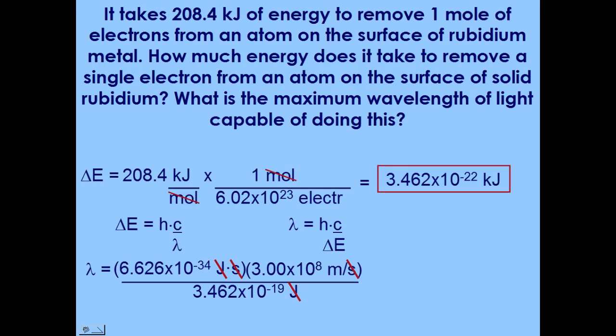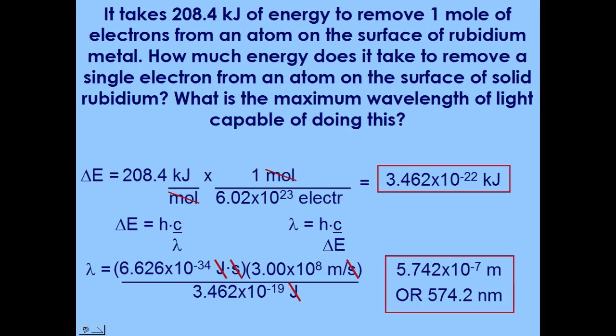We multiply and divide. We are limited in terms of sig figs by the amount that's present in our energy. Again, the speed of light will not affect your sig figs. And so that would give you 5.742 times 10 to the negative 7th meters. Because we typically are dealing with wavelengths in nanometers, especially if we're dealing with visible light, 1 meter contains 10 to the 9th nanometers, so that would be 574.2 nanometers.